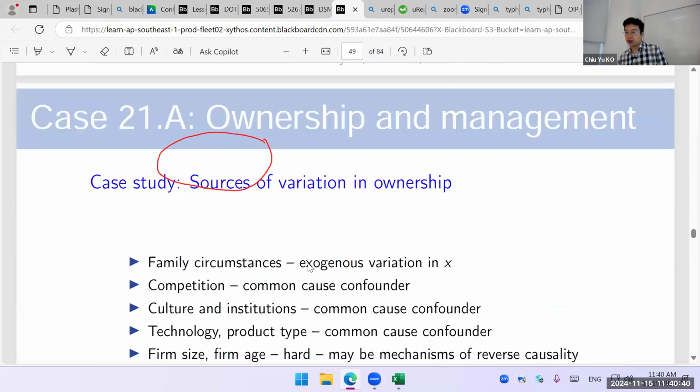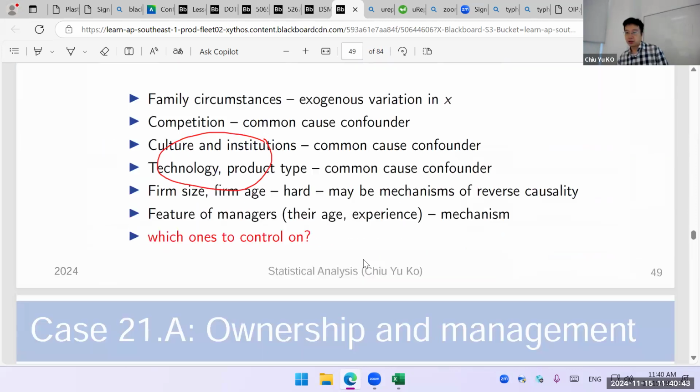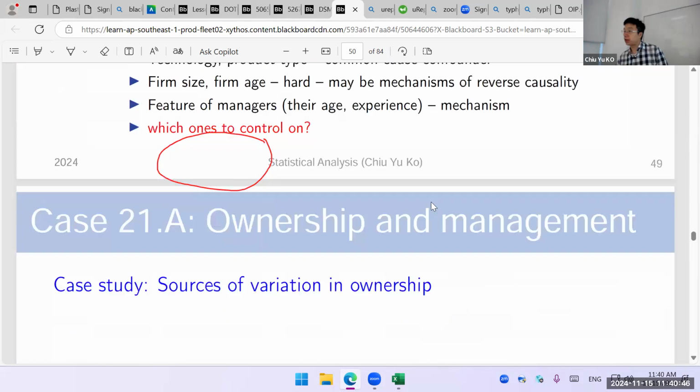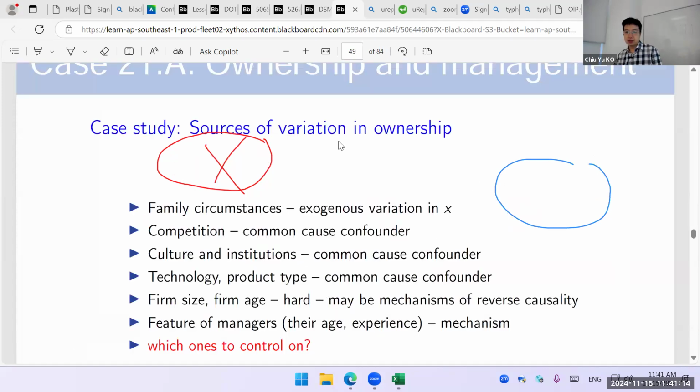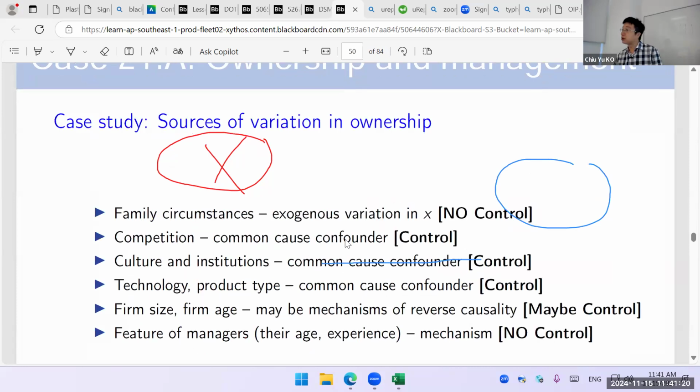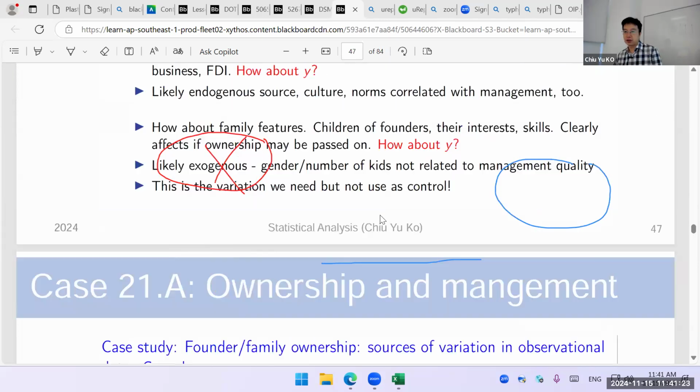Because that part is exogenous variation, that means no control. Okay? So what about this common cause here? Who thinks yes? Who thinks no? This is a common cause confounder, right? And it is to be controlled. You remember that, this is the graph like here, this one.